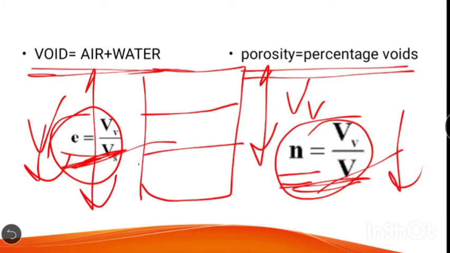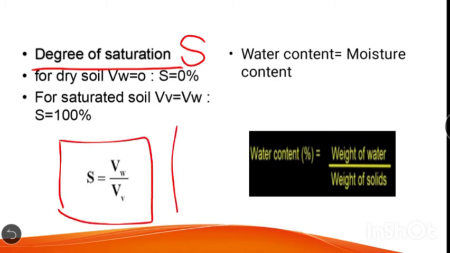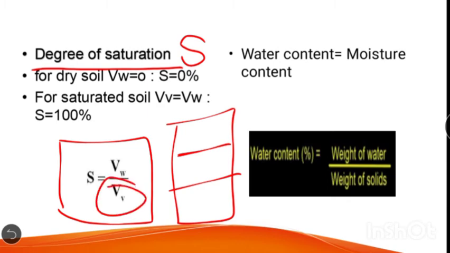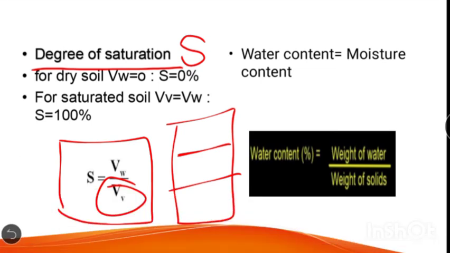These are the simple concepts you should know, friends. Okay, moving further, the third property is the degree of saturation. It is expressed as capital S in the formula. First you should know what saturation is. Saturation means water. In the void, how much water is present is known as the degree of saturation. So this is the formula: volume of water to the volume of void. This is the degree of saturation.